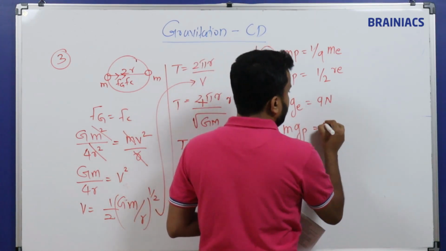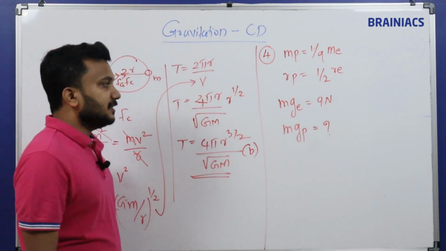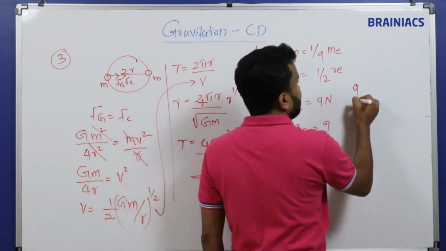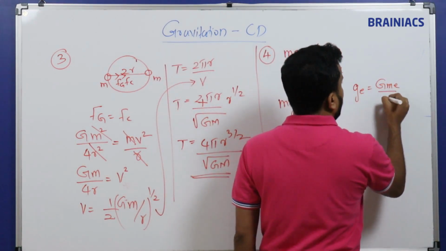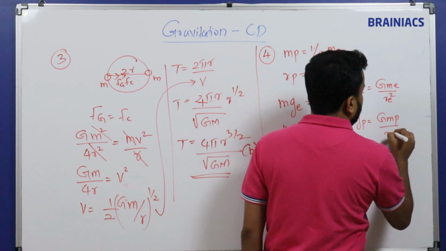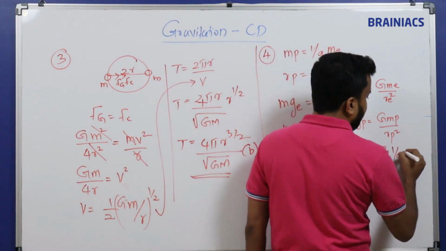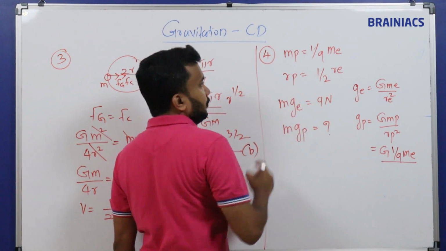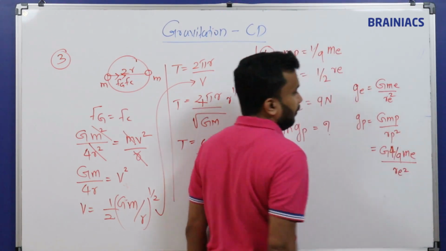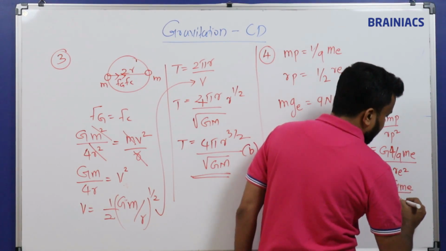Weight is mg. So what is mgp? As you can see here, acceleration due to gravity of Earth and acceleration due to gravity of the planet, the mass will change, so only this factor is changing. What is acceleration due to gravity of Earth? G Me by Re square. Now what is acceleration due to gravity of the planet? G Mp by Rp square. Now if you substitute, Mp is equal to 1 by 9 times Me. Rp is equal to Re by 2, so Re square by 2 square, which goes to the numerator. It becomes 4 by 9, so we get 4 by 9 G Me divided by Re square.